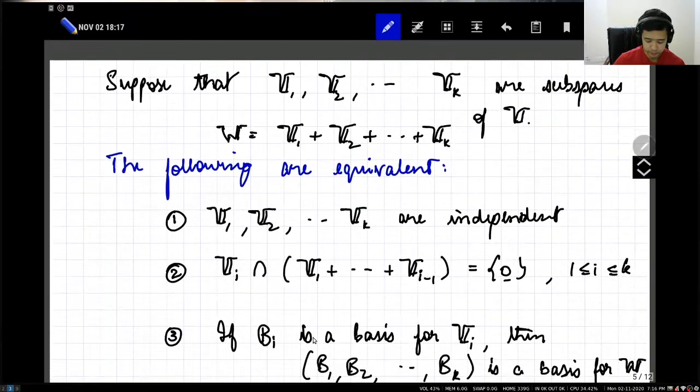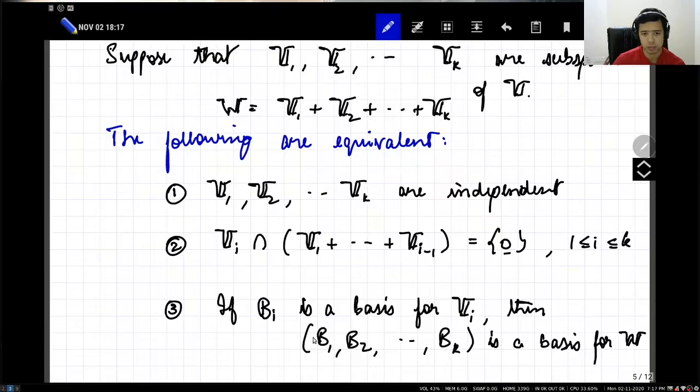Alright, so now let's suppose that we have a collection of subspaces V1, V2 up to Vk, and let us call W to be equal to V1 plus V2 plus so on up to Vk. There are no other assumptions, they're just arbitrary subspaces of V. Then it turns out that the following three statements are equivalent.